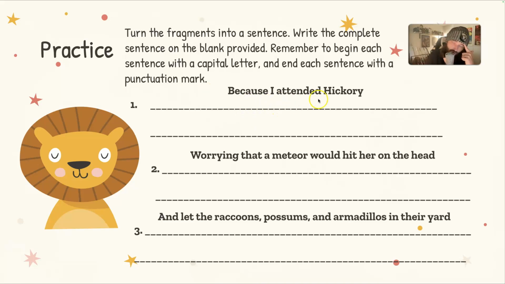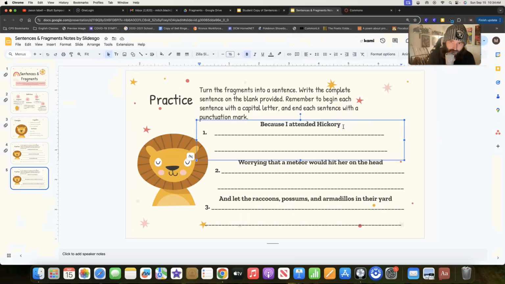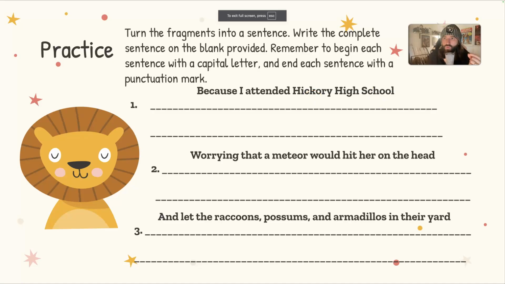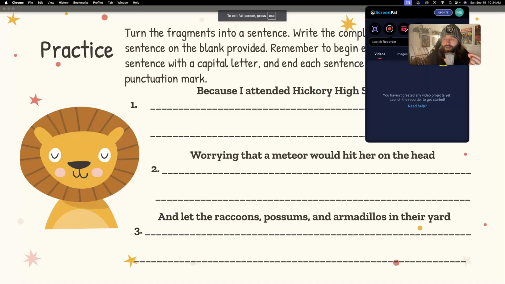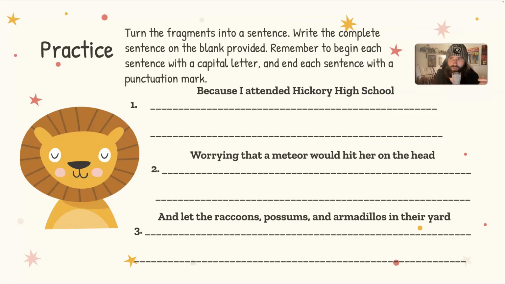So here's probably the hardest one in my opinion, because I attended Hickory. I didn't even write the Hickory High School. That's my fault, everyone. Hickory High School. Because I attended Hickory High School, what? Right? This is known as a dependent clause. And with dependent clauses, the reason why they're dependent is they depend on something else, right? For it to be a complete sentence, it's generally considered an independent clause.